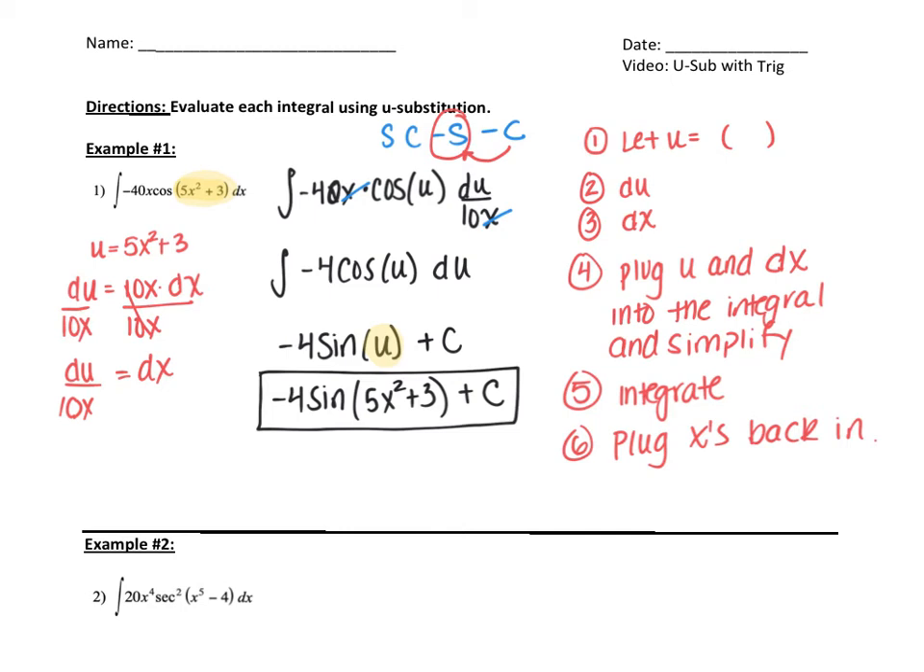All right, let's take a look at example number 2. So example number 2 is going to be the exact same thing. I'm not going to write the steps on the side, I'm just going to do it. So the first thing we want to do is let u equal the stuff that's inside the parentheses. So x to the 5th minus 4.